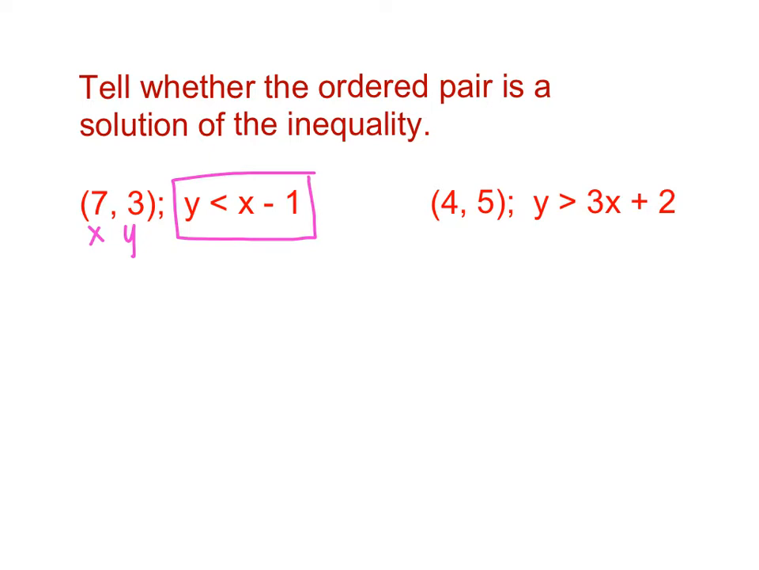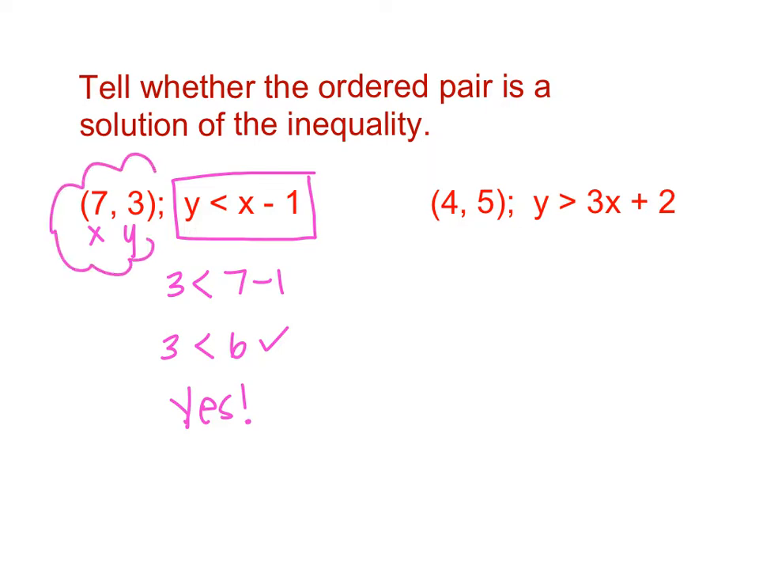So first we are going to plug in the y, so we're going to say 3 is less than, and our x value is 7 minus 1. We're just going to do the math on each side of the inequality, so 3 is less than 7 minus 1, which is 6. Is 3 less than 6? That is true. So is the ordered pair 7, 3 a solution to the inequality? Yes, it's a solution. If we were to graph this, this ordered pair would be in the shaded region of the graph.